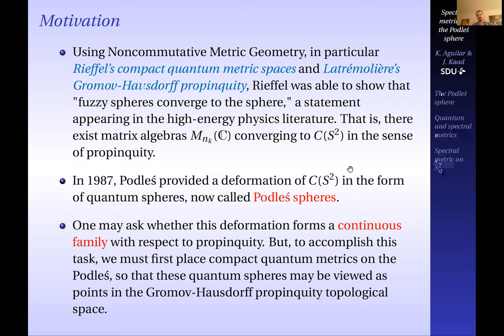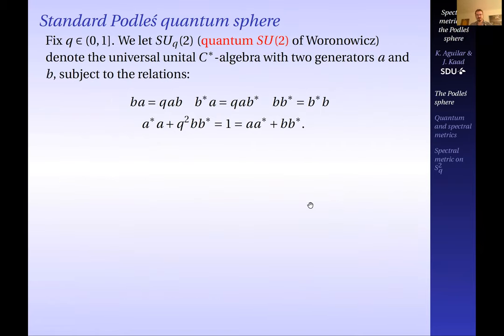However, as I mentioned, there are two obstacles, right? You have to first provide a compact quantum metric, then you can try to establish convergence. So there are two things you have to do every time you try to tackle a problem in non-commutative metric geometry. This talk will present quantum metrics on the Podleś spheres. We won't get to convergence. That's something I'm currently working on here in Denmark, but we will at least in this talk establish quantum metrics of the Podleś sphere, which will likely lead us to convergence of the Podleś spheres to the sphere. But just to be clear, this talk is only about the quantum metric structure, the first obstacle to be overcome.